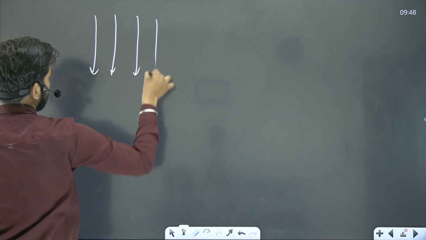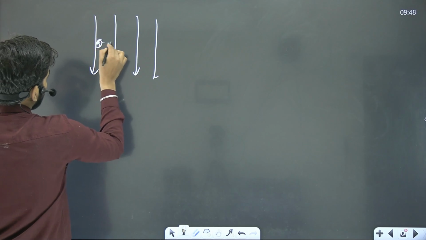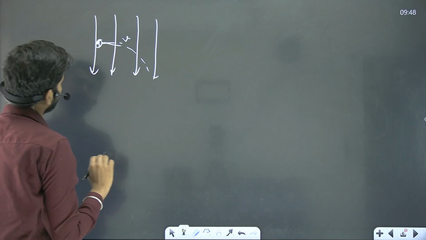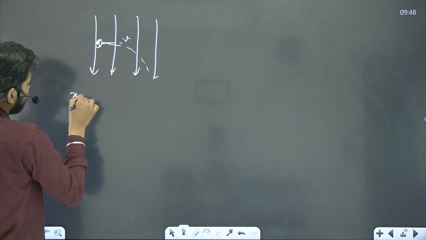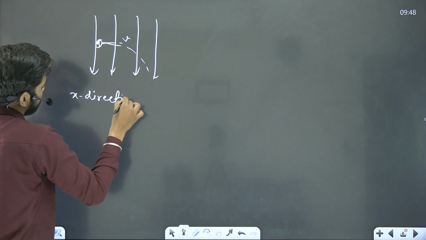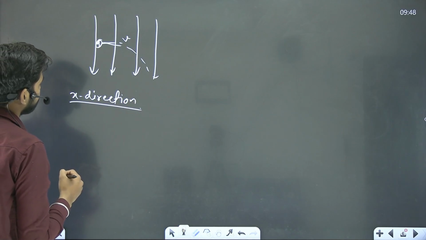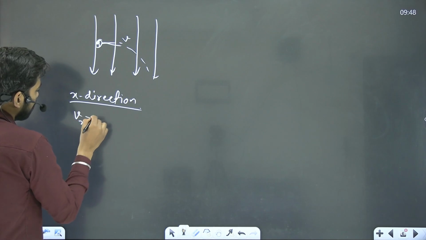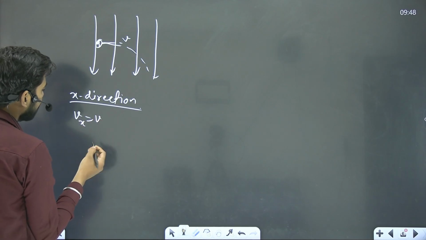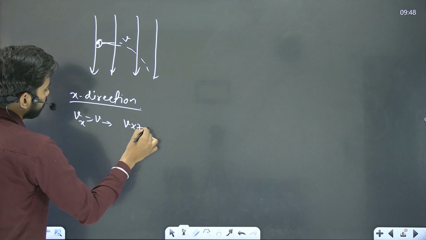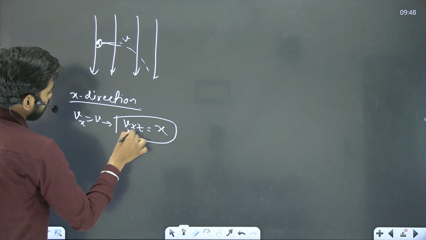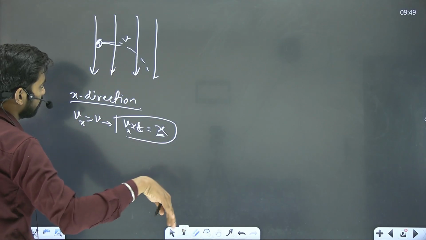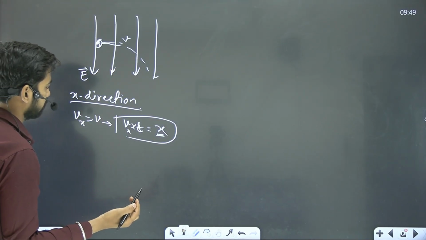we have to find the path of this motion. What is the equation of this motion? So let's suppose we are considering the motion in the x direction first. You have given the horizontal velocity vx to this charged particle q. It will follow velocity into time equals x, the same path. There will be no disturbance in the x direction by the vertical motion or by the electric force. Yes.